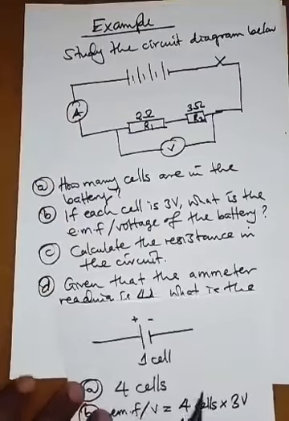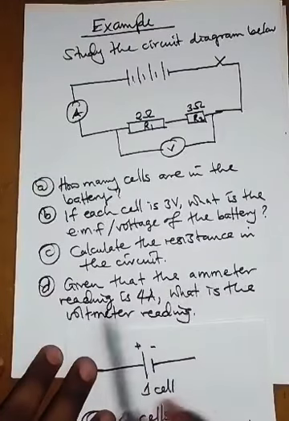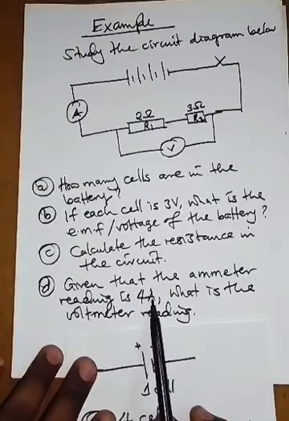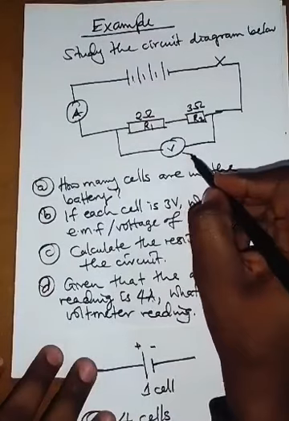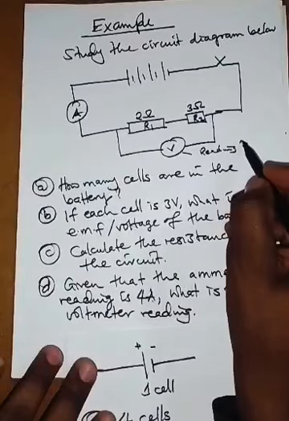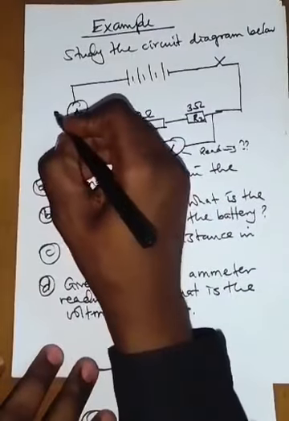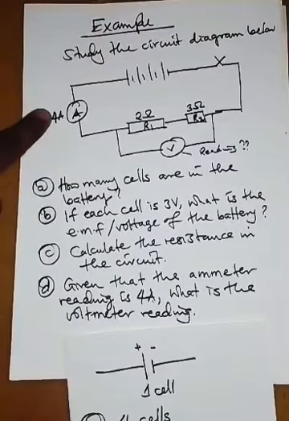Then D, it says given that the ammeter reading is 4 amps, what is the voltmeter reading? So they want this reading here. Here they have now given us that it's 4 amps. So this one is for current.